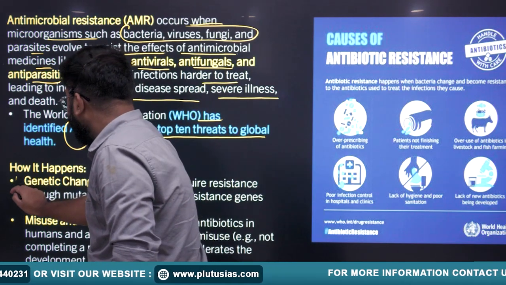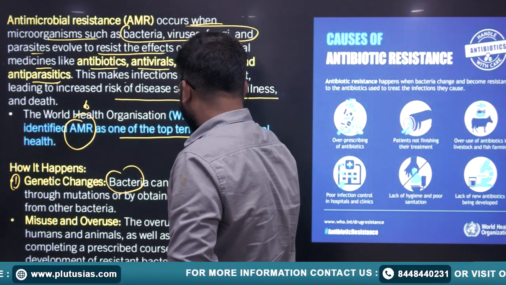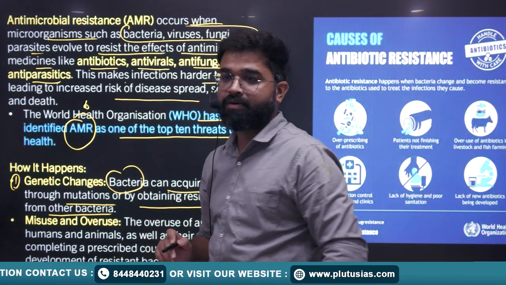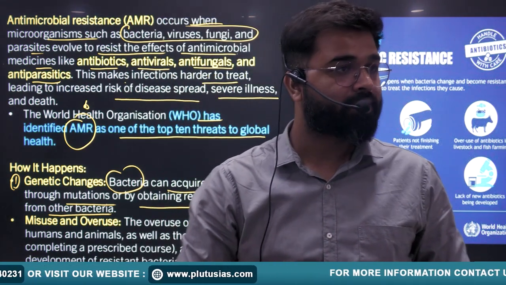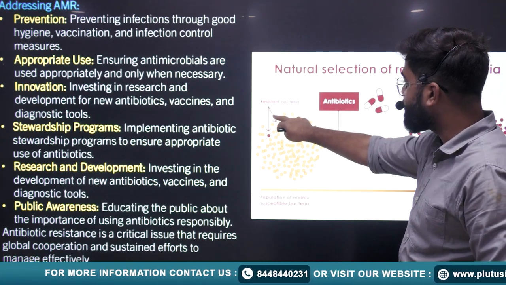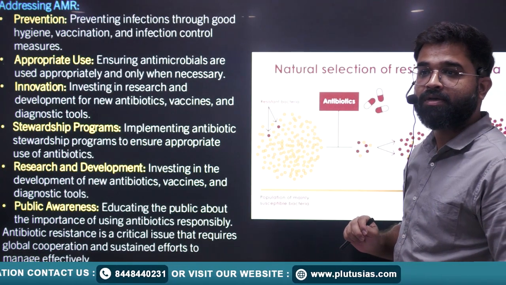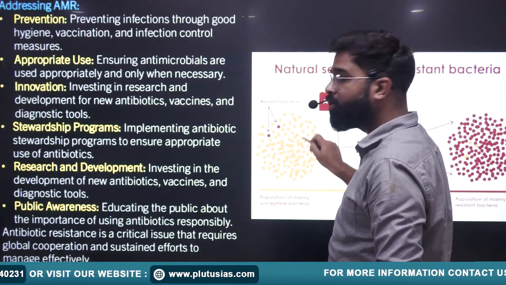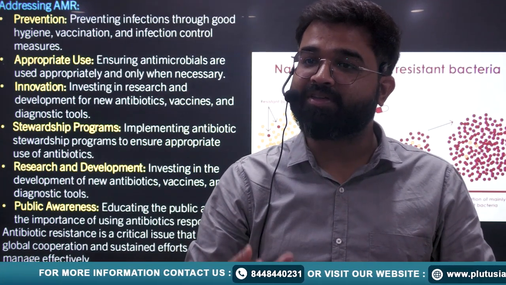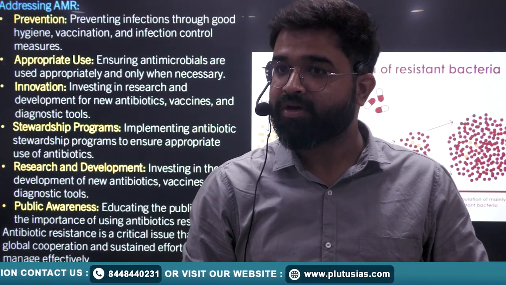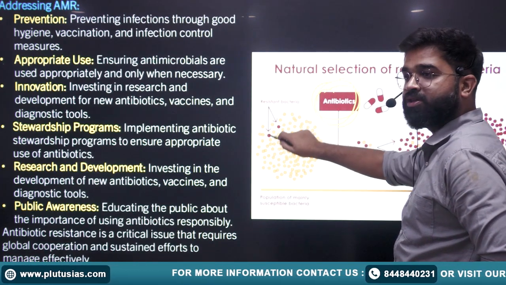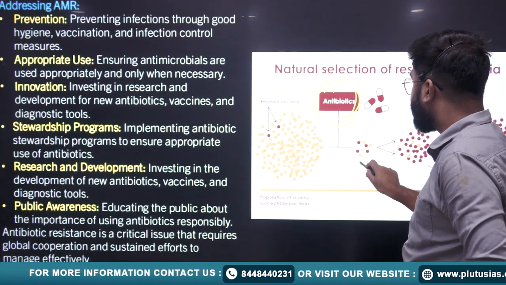How does it happen? First, genetic change. What is genetic change? Bacteria can acquire resistance through mutation or by obtaining resistance genes from other bacteria. What does it mean? It means this. These are the bacterias. Okay? Disease-causing bacterias. Now, you are using antibiotic to kill all those bacterias. But some of the bacterias are already mutated. They already developed resistance against any particular medicine that you are using right now. Okay? So, with this antibiotic, you can kill all the bacterias. But those resistant bacteria will remain.